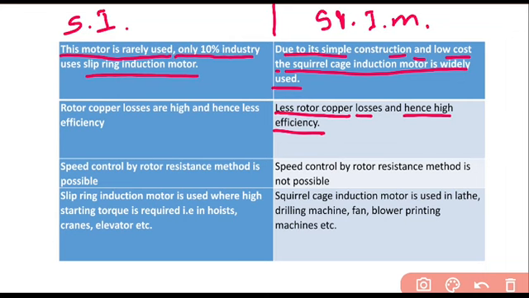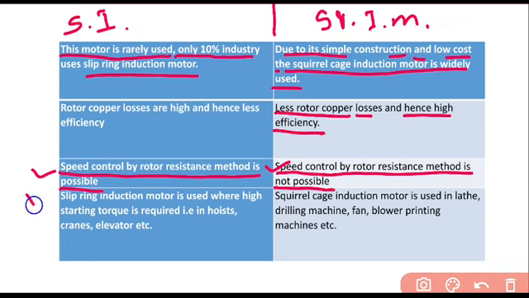Speed control by the rotor resistance method is possible in the slip ring induction motor. In the squirrel cage induction motor, speed control by the rotor resistance method is not possible. We can consider that an advantage for the slip ring induction motor and a disadvantage for the squirrel cage induction motor. The last point is about application: the slip ring induction motor is used where high starting torque is required. This point is given on the basis of application for both motors.